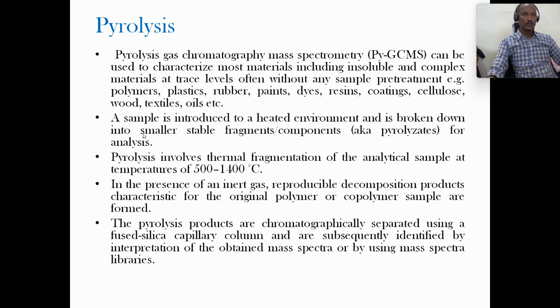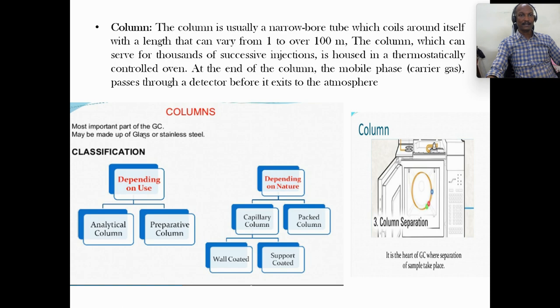A sample is introduced to a heated environment and is broken down into small stable fragments or components for analysis. Pyrolysis involves thermal fragmentation of the analytical sample at a temperature of 500 to 1400 degrees centigrade. In the presence of an inert gas, reproducible decomposition products characteristic of the original polymer or copolymer samples are formed. The pyrolysis products are chromatographically separated using a fused silica capillary column and are subsequently identified by interpretation of the obtained mass spectra or by using mass spectra libraries.